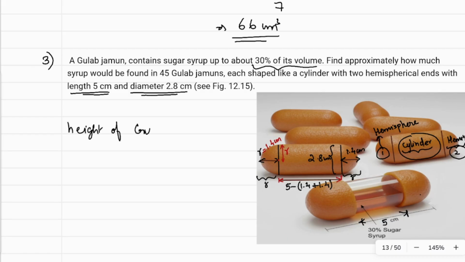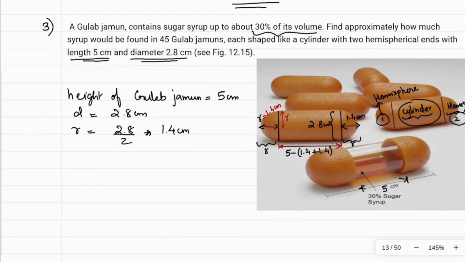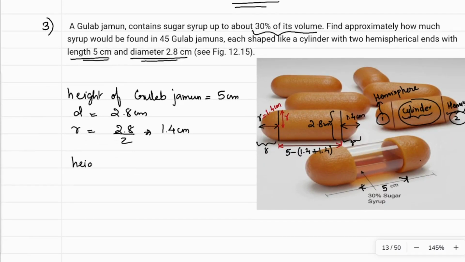Height of the gulab jamun is 5 centimeter. What is the diameter D here? The diameter of the gulab jamun is given as 2.8 centimeter. Therefore, R is 2.8 divided by 2, which is equal to 1.4 centimeter. Now we need to find the height of the cylindrical part.